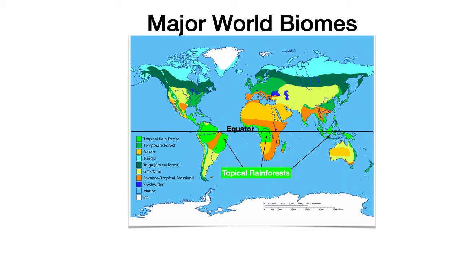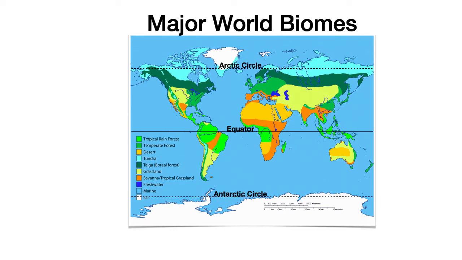Now, we're going to start thinking about cold environments. Obviously, we don't find cold environments near to the equator. So where do we find them? We find them much closer to the North and South Pole. So, for example, we find them near the Arctic Circle and also near the Antarctic Circle in the Southern Hemisphere. So there are several different types of biome which we consider cold.